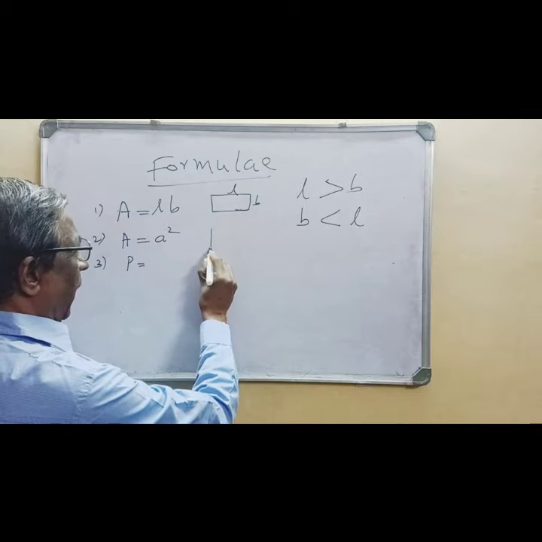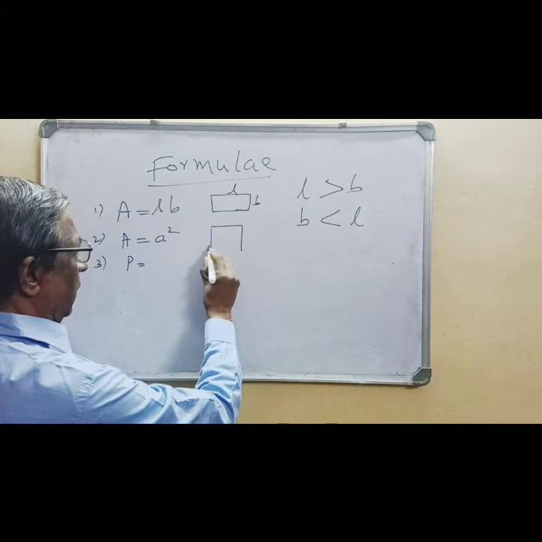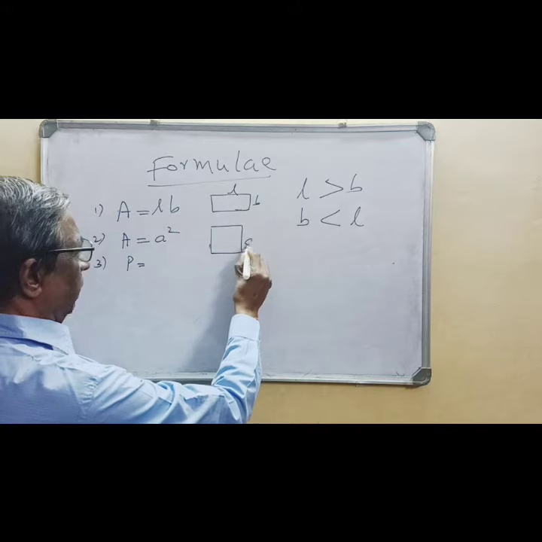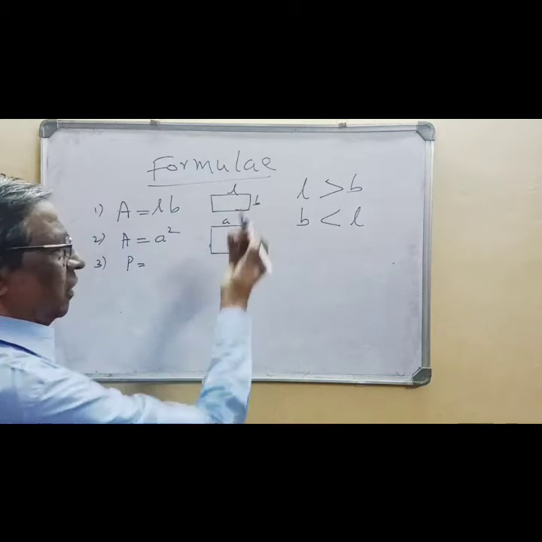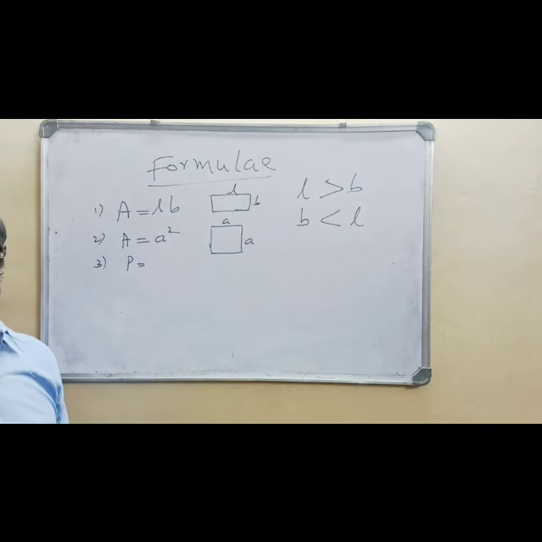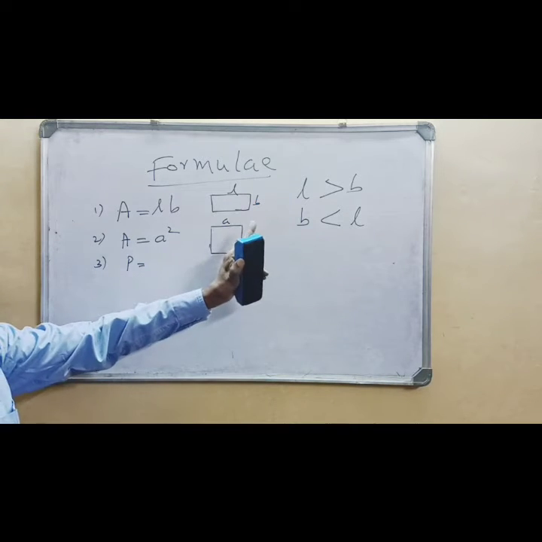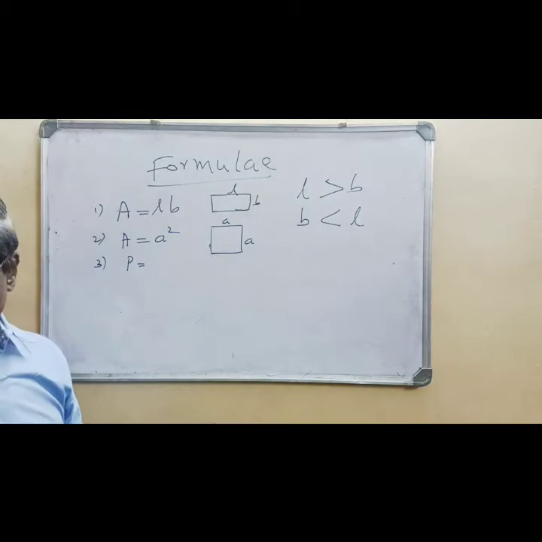Similarly here in a square, all sides are equal. That is why there is no length and breadth. We generally call it side. Here also sides, but specifically we call them length and breadth.